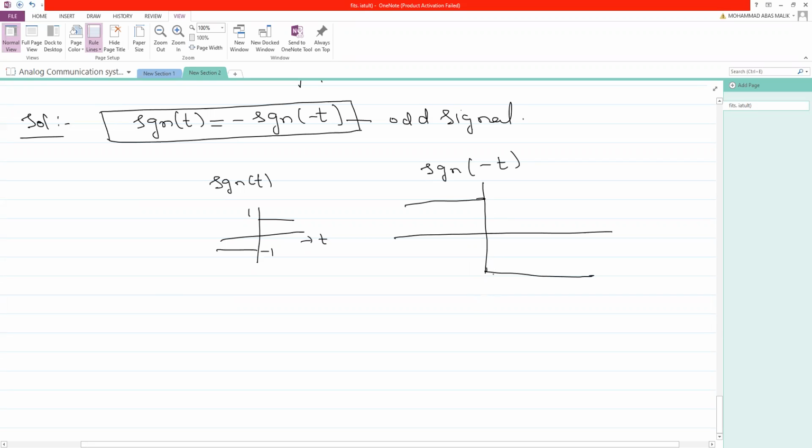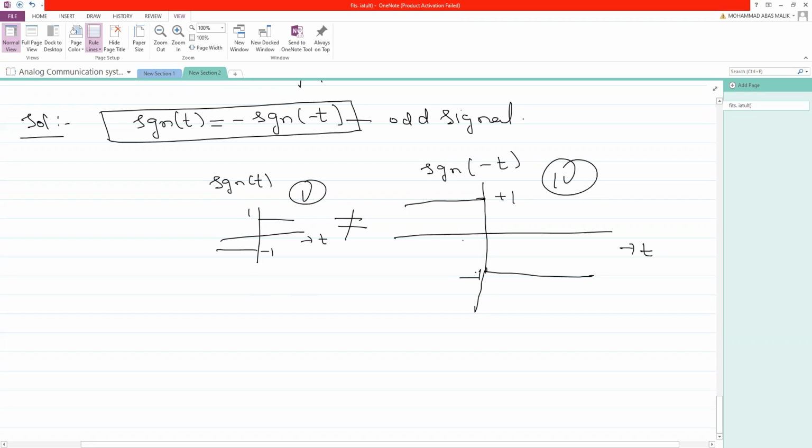We have only a few minutes left, so we'll try to conclude at least this. This is -1, this is +1, this is t. Is signum of t equal to signum of minus t? Are these two graphs, the first and second, similar in shape? No, they are not similar in shape. So they are not equal. So this is not an even signal.